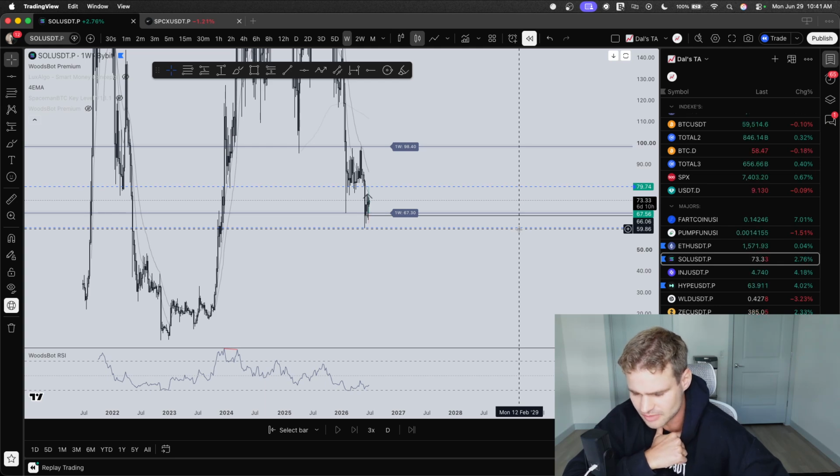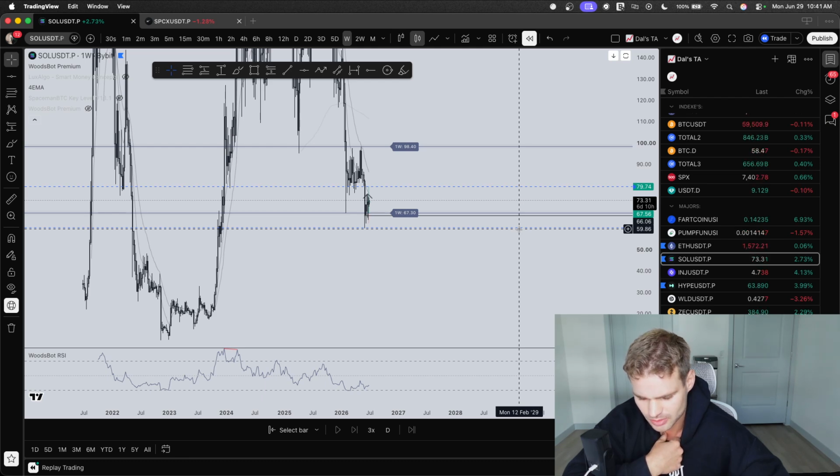Lately, what I've been doing is setting alerts at support and resistance levels of Woodsbot levels on the 4-hour time frame and higher time frames, and then I wait for bullish or bearish divergences at those levels on lower time frames and higher time frames. Just like I've explained before. That's basically what I've been doing lately.